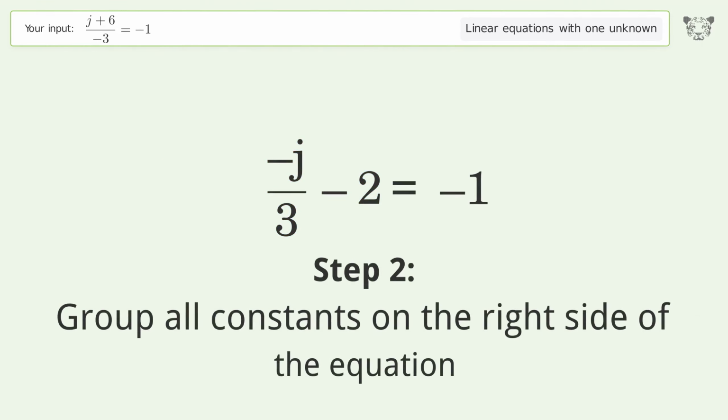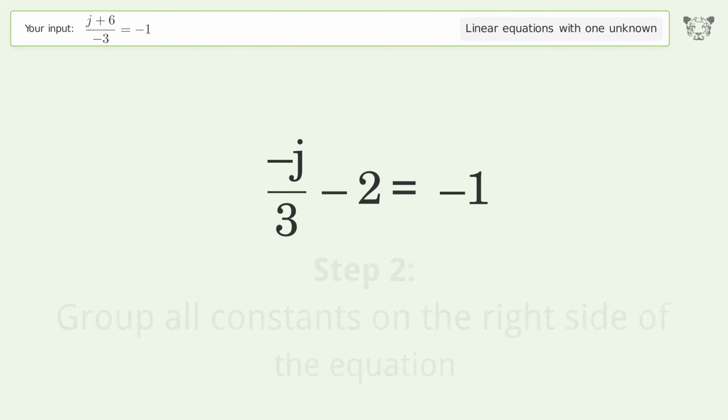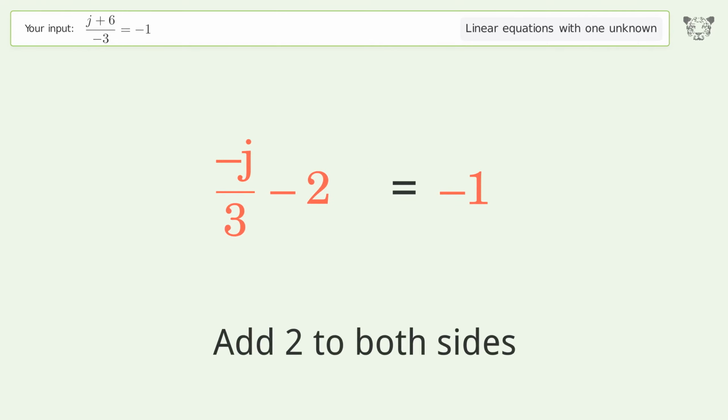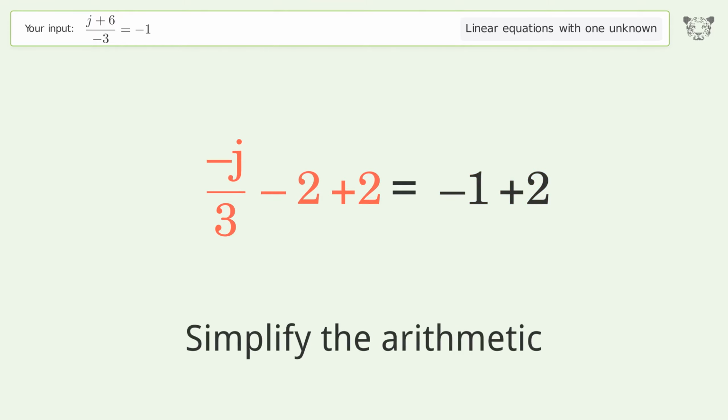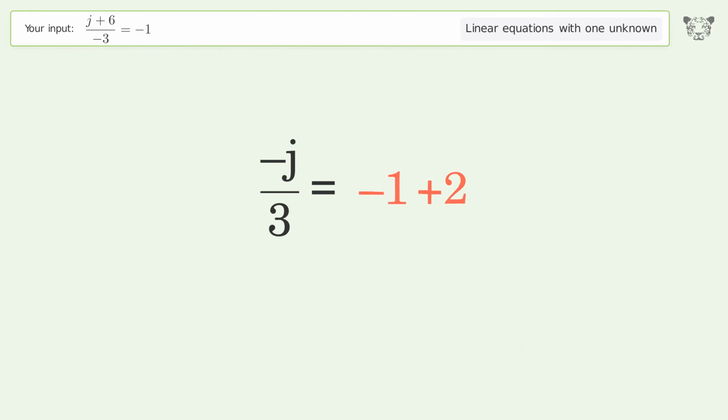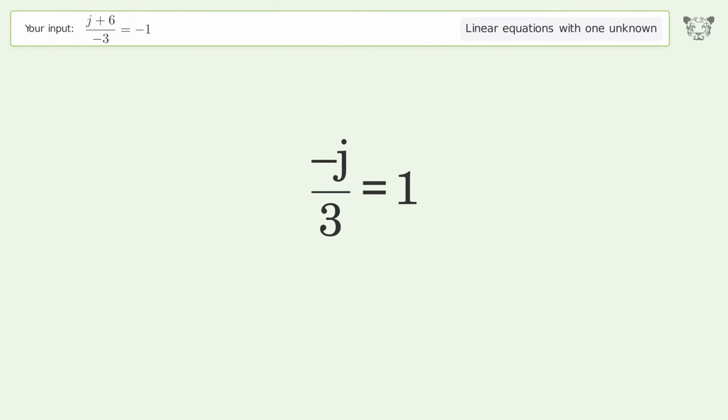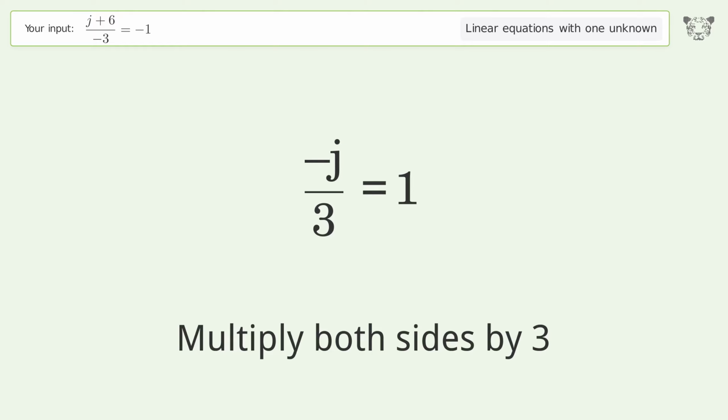Group all constants on the right side of the equation. Add 2 to both sides. Simplify the arithmetic. Isolate the m. Multiply both sides by 3.